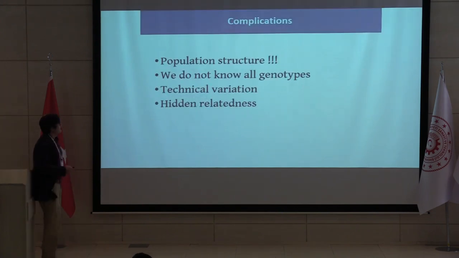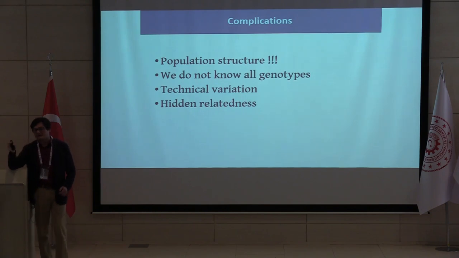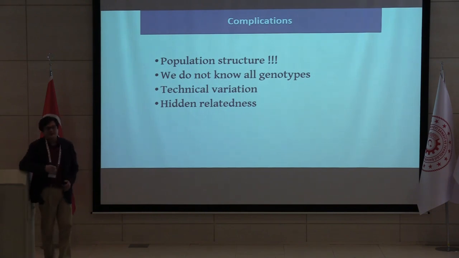I think I'm going. Well, why is it difficult? So it seems that it's a very simple proposition. I just measure regression at every site, right? And then I find my loci. The problem is that there is structure in the data, so it's not only that variants are correlated with each other. Individuals in the population are correlated with each other. Also, we sometimes don't know all genotypes, there is technical variation, there is hidden relatedness, which is another way of saying individuals are correlated with each other. Right? But the biggest problem is here.